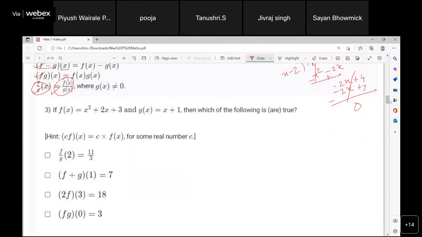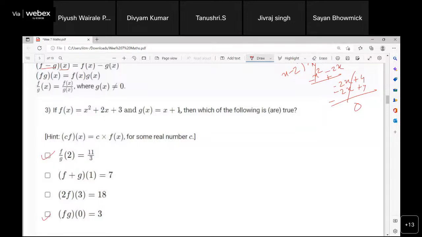Okay, so this is the application of what we have discussed now. Just solve it. Which are the correct options here? Sir, A and D. For the first one and the last one.